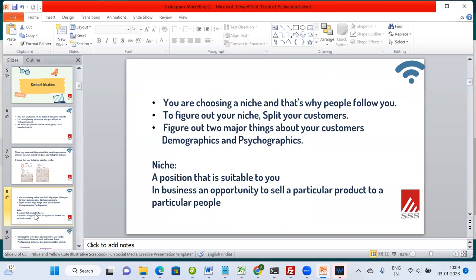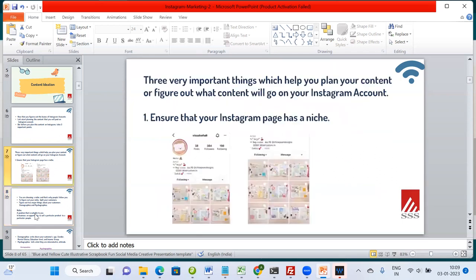So, what is a niche? According to the English dictionary, a niche is a position that is suitable to you. And in business, it is an opportunity to sell a particular product to a particular people. Basically, niche is to understand our position in business and then to decide what product will be suited to what type of people. So we have to understand our product properly and then we have to understand our customer. That is called the niche.